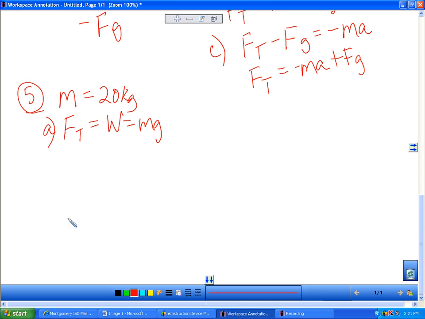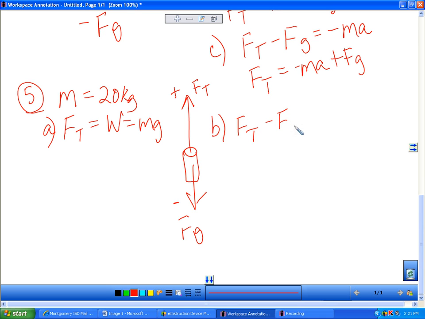Okay, then part B says you attach this same cord to a 5 kilogram mass at rest. So how much acceleration can you give to it before the cord would break? So you're going to take that same force of tension, and here's your 5 kilogram mass, gravity, tension, positive, negative, so force of tension minus force of gravity equals ma. You know the maximum tension that this cord can handle because you calculated over here.